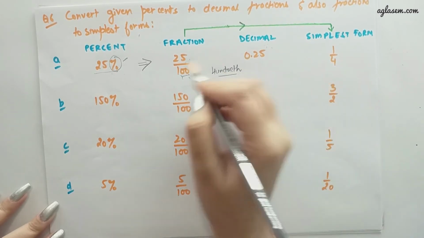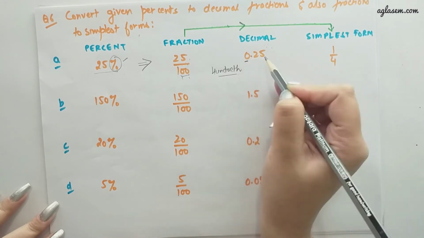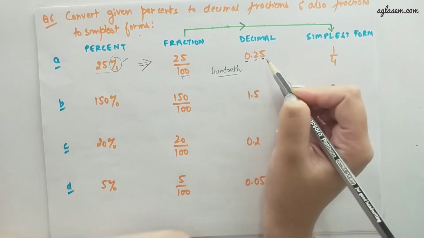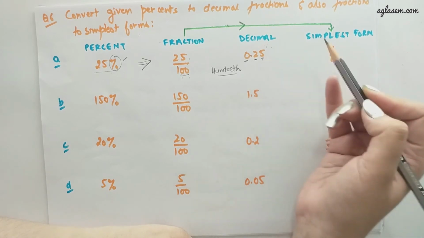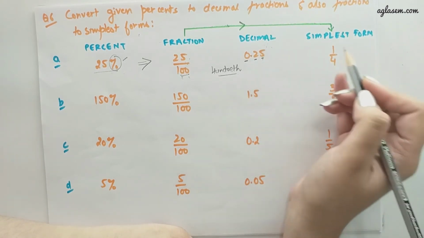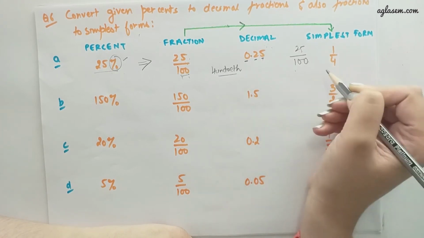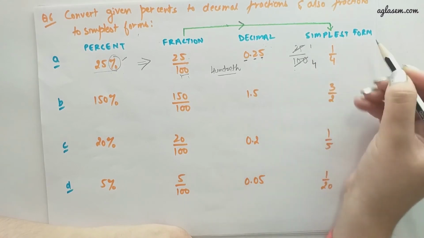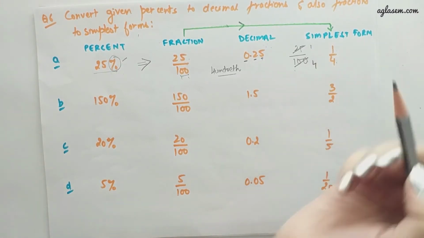What is the hundredths place? Now we know that this is the point, this is the ones place, this is the tenth place, and this is the hundredth place. So in decimals we'll get 0.25. Now to convert into the simplest form, we'll have 25 by 100 as a fraction. Now we know that 25 ones are 25, 25 fours are 100. So we'll get the simplest fraction, that is 1 by 4, by dividing it.